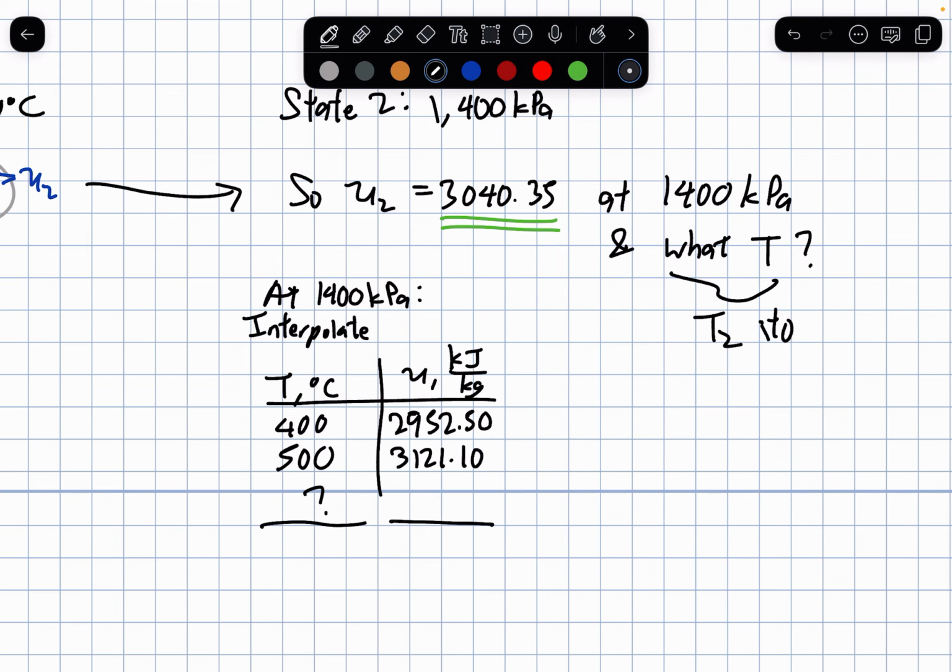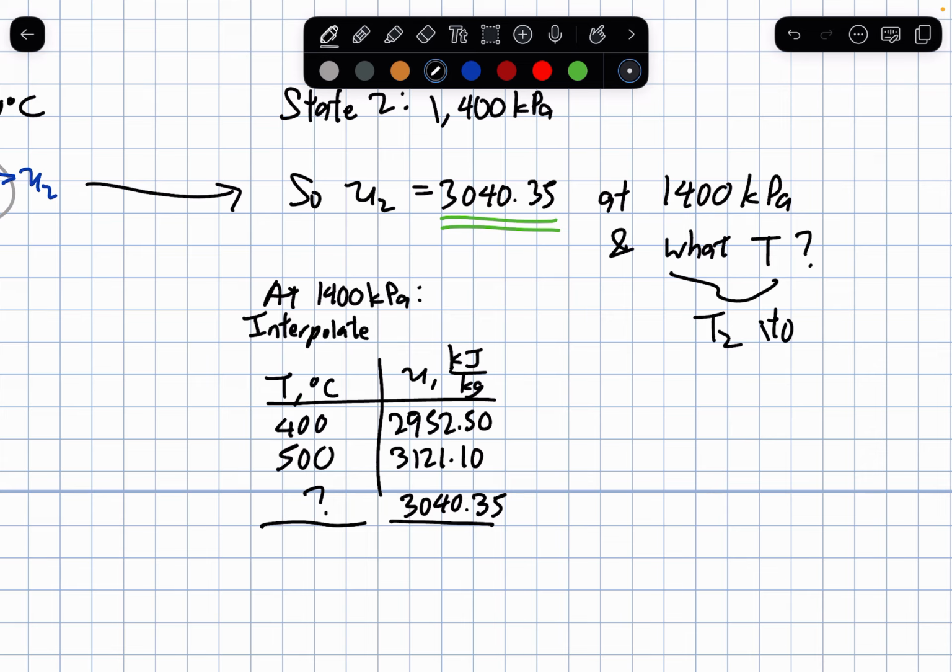So what temperature at internal energy of 3040.35? Okay. Calculator, menu setup, go to, what's number 6 here? Statistics and then linear regression. 400, 500, 2952.50, 3121.10.